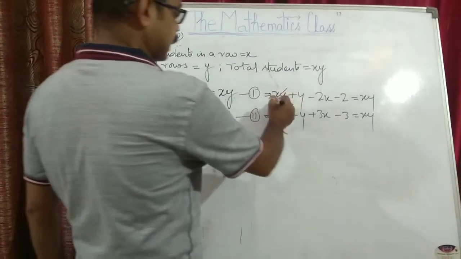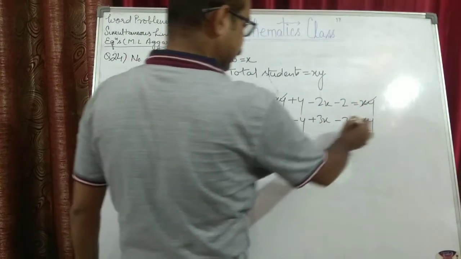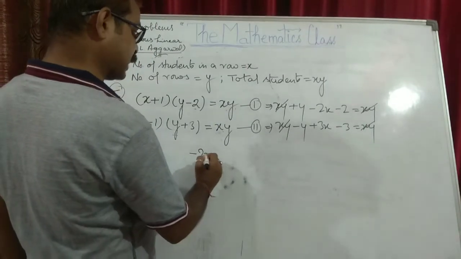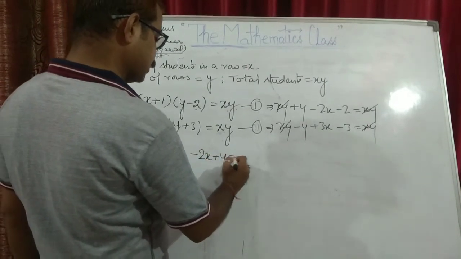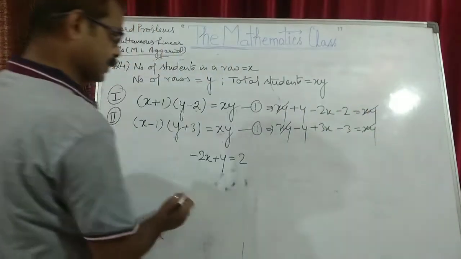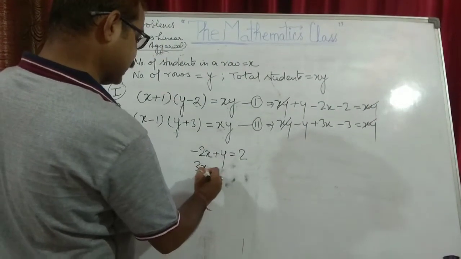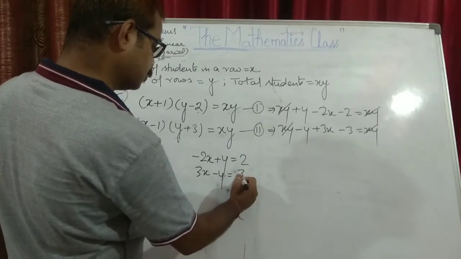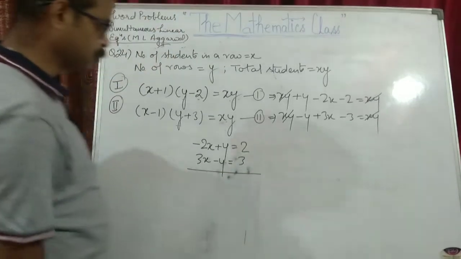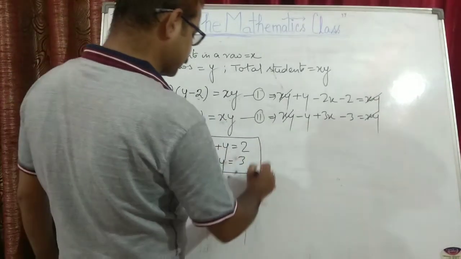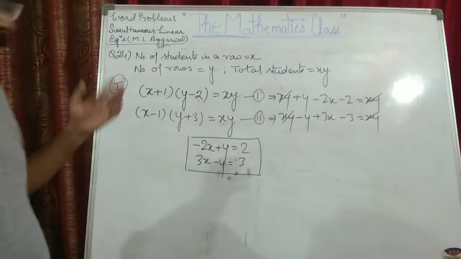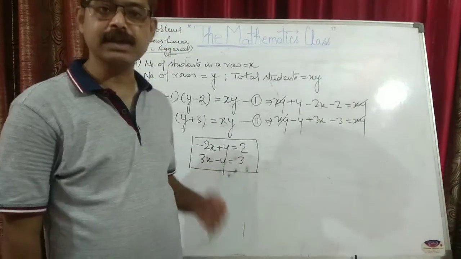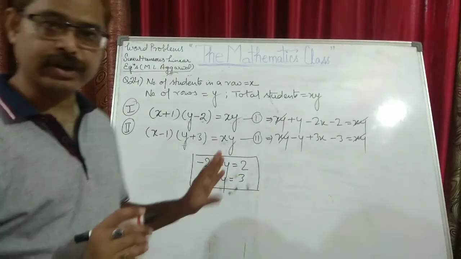Now this XY and XY will cancel each other, this XY and XY will cancel each other. So this equation can be written as minus 2 times X plus Y is equal to 2, so the 2 goes to the other side. Similarly, this can be written as 3X minus Y is equal to 3. Now I am leaving it to you to solve these two equations by any method, either cross multiplication, elimination, or substitution. It's very easy. Now you can solve it out.